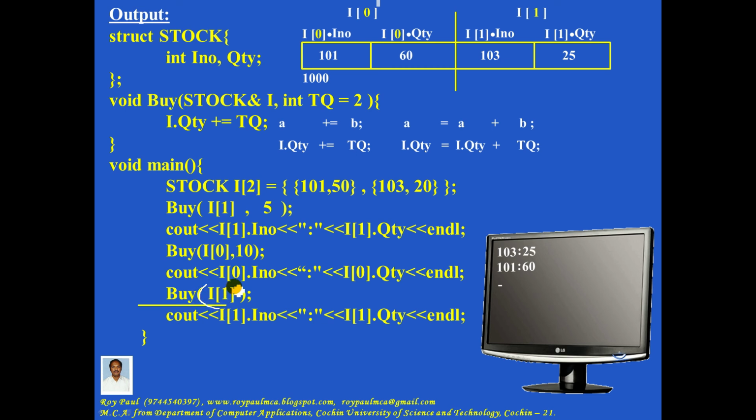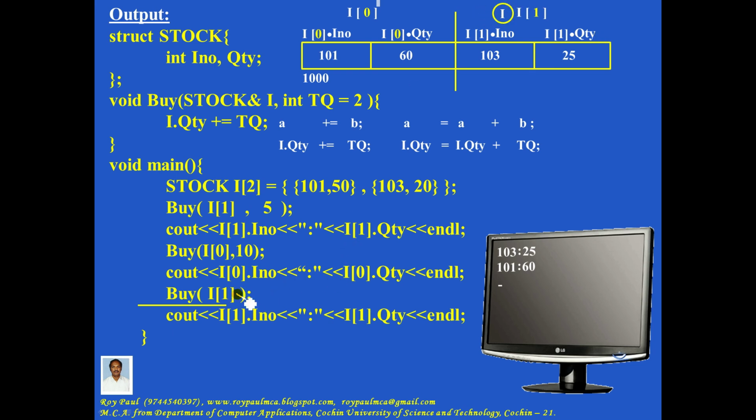When you see this symbol, understand that it is a function call. On encountering a function call, control reaches the point where the function is defined. So from here, the control comes here. The first argument is passed to the first parameter. An ampersand sign is there, so this one is a reference variable. So I is another name for I of 1. So this I of 1 gets one more name, I. You can see.